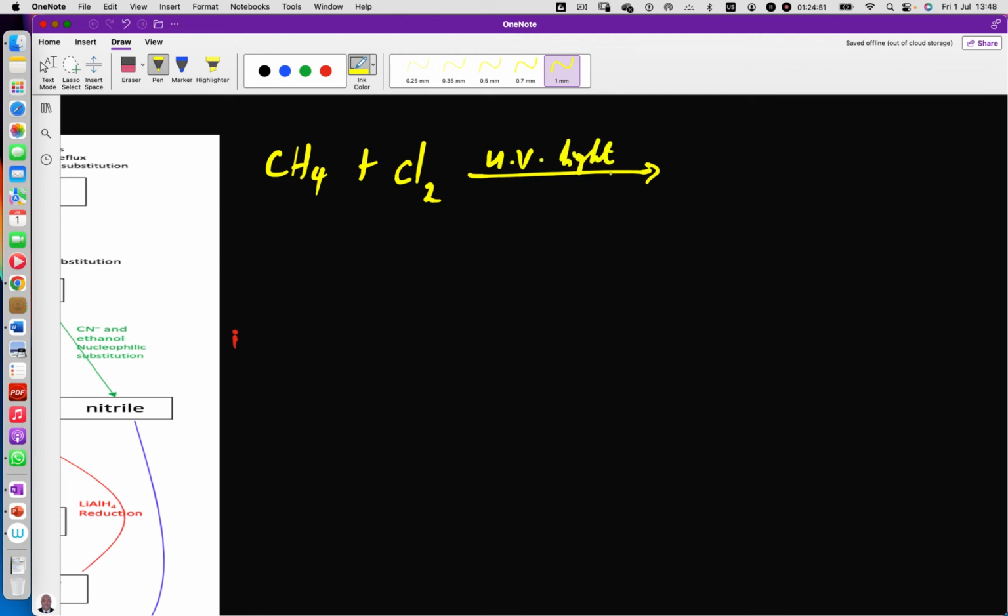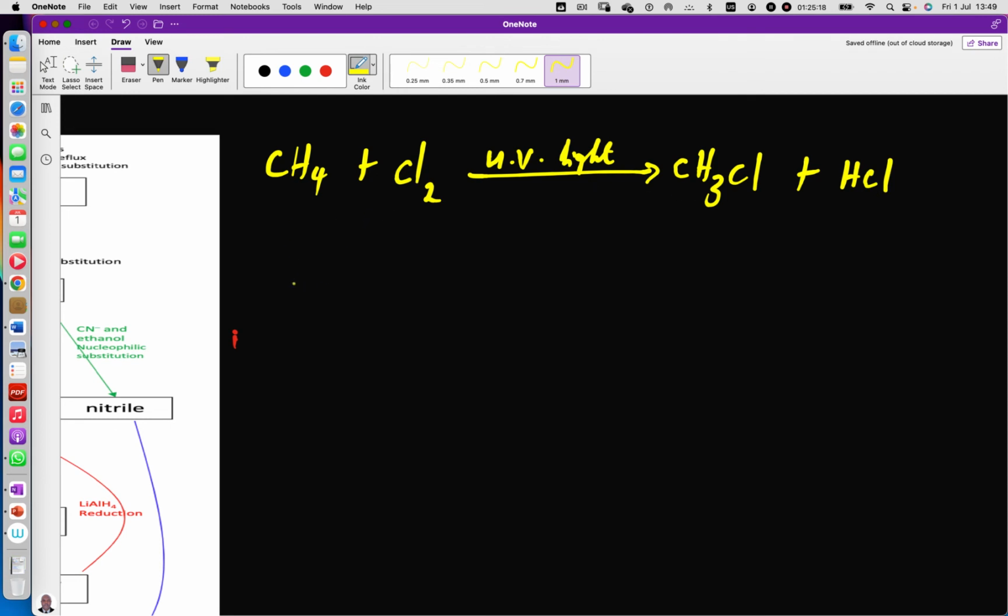Under UV light, there will be a substitution. The alkane molecule, the chlorine molecule will break into two and substitute one of the hydrogens here, and then one of the hydrogens will leave, and hydrogen chloride will be formed. So we will have a CH3 plus hydrogen chloride. Let me do it so that you better understand what I'm saying.